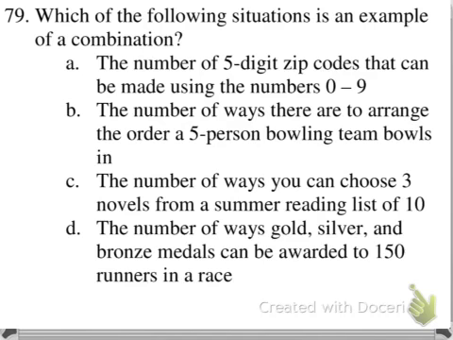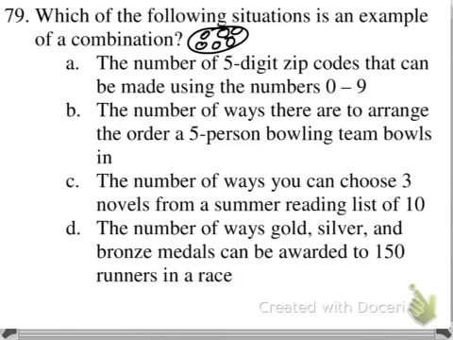Okay, so now we're going to move on to the next problem. Problem 79. Which of the following situations is an example of a combination? Remember, a combination is our pizza. Combination pizza is one in which the order in which we put the toppings on it does not matter. So, the number of 5-digit zip codes that can be made from the numbers 0 through 9.